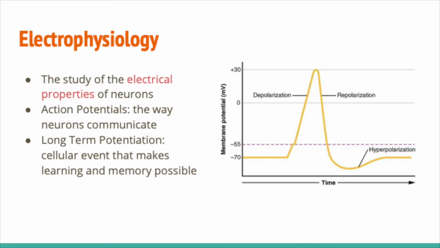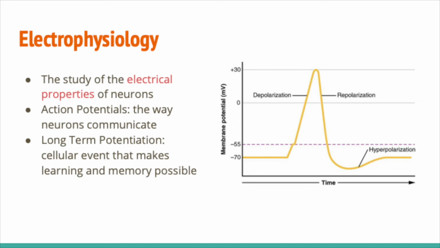I'm going to talk to you guys about how electrophysiology can be used to learn more about the brain and how it functions. Electrophysiology is the study of the electrical properties of neurons. More specifically, we want to learn about action potentials, and action potentials are the way in which neurons communicate. If you look at the graph to our right, you can see that these neurons have membrane potentials, and when a neuron fires off its electrical properties, you get depolarization followed by repolarization, and then a small dip of hyperpolarization where the neuron can no longer fire and it has to go through a refractory period.